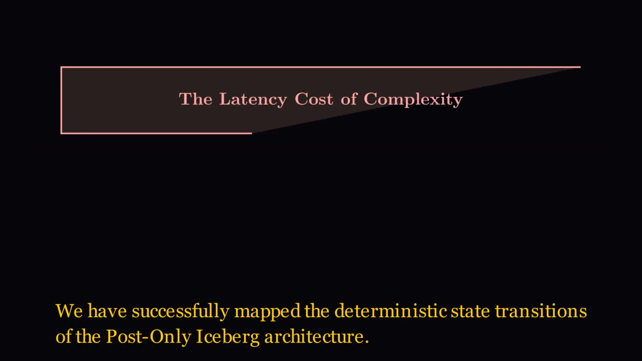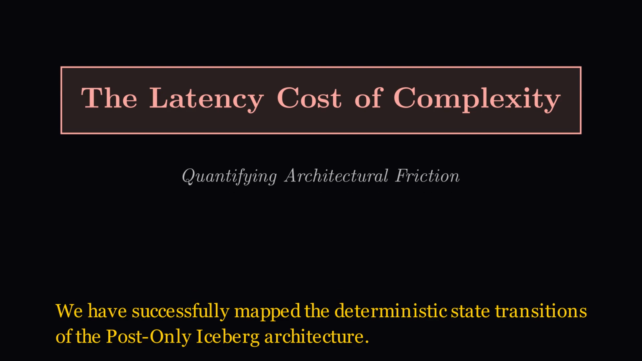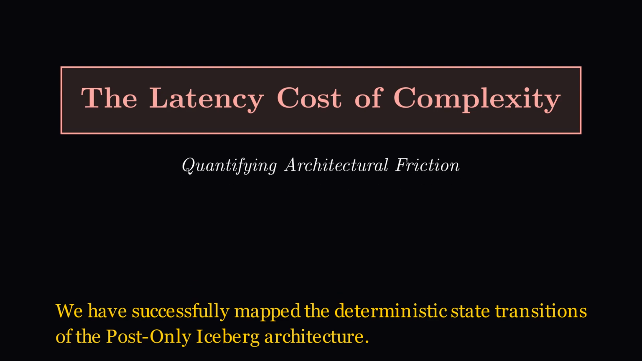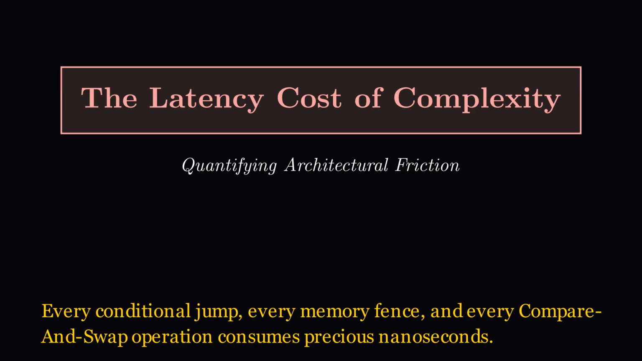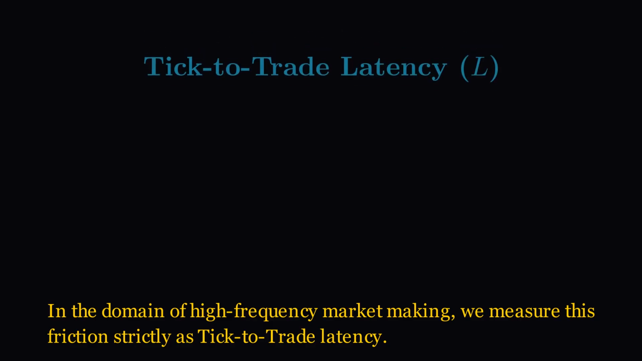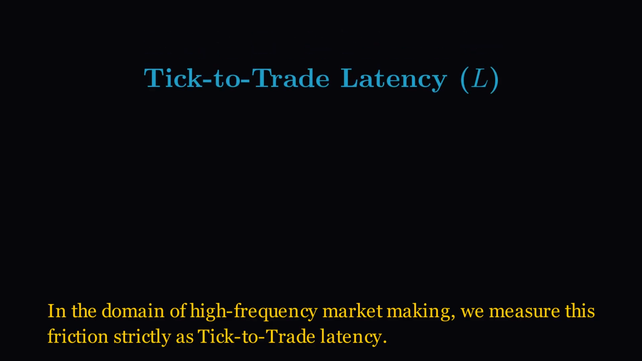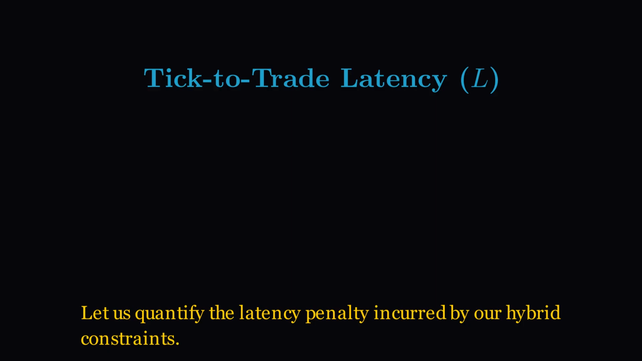We have successfully mapped the deterministic state transitions of the post-only Iceberg architecture. However, deploying this combinatorial logic introduces a severe quantitative consequence: architectural friction. Every conditional jump, every memory fence, and every compare and swap operation consumes precious nanoseconds. In the domain of high-frequency market making, we measure this friction strictly as tick-to-trade latency. Let us quantify the latency penalty incurred by our hybrid constraints.